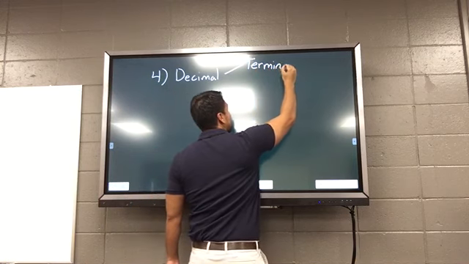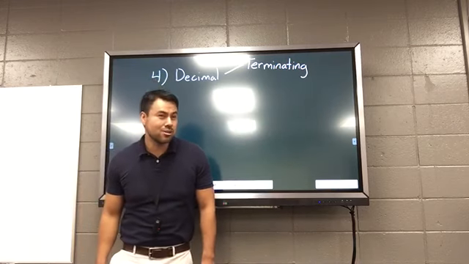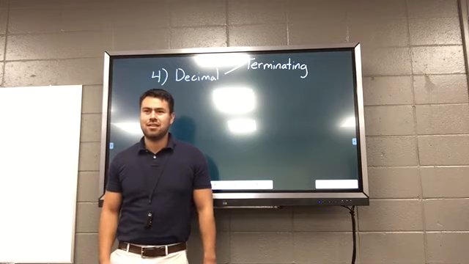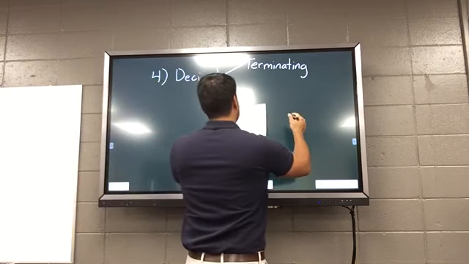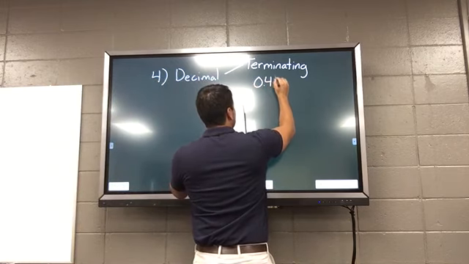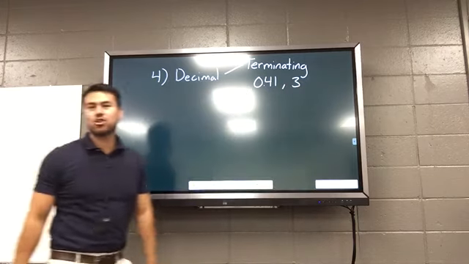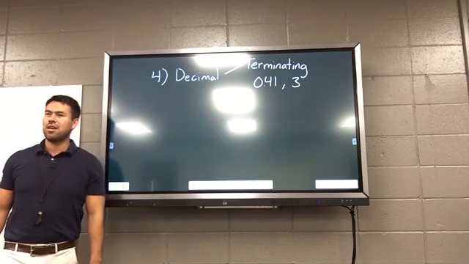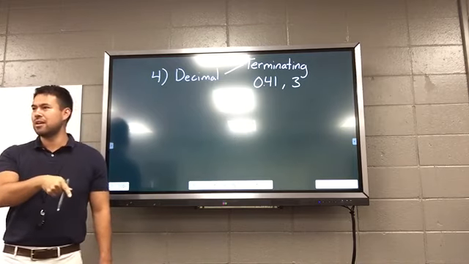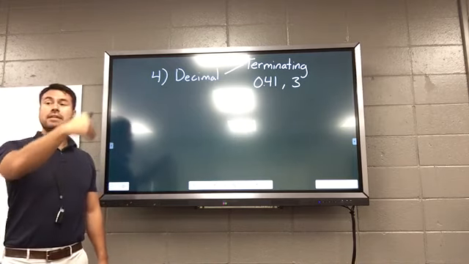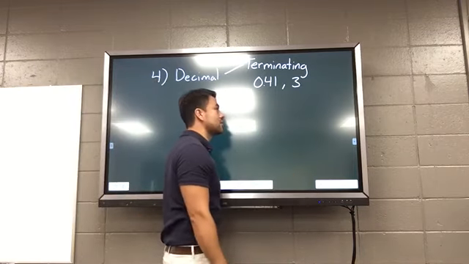Terminating. Does anyone know how you can define terminating decimals? What does that mean? Jensen? It ends. Decimals that end. So examples of terminating decimals would be 41 hundredths or 0.41. 3 is also a terminating decimal. Is 3 a terminating decimal? Yeah, you could say it's 3.0, so it does end. The decimal point is implied right after the 3. That's technically a terminating decimal.